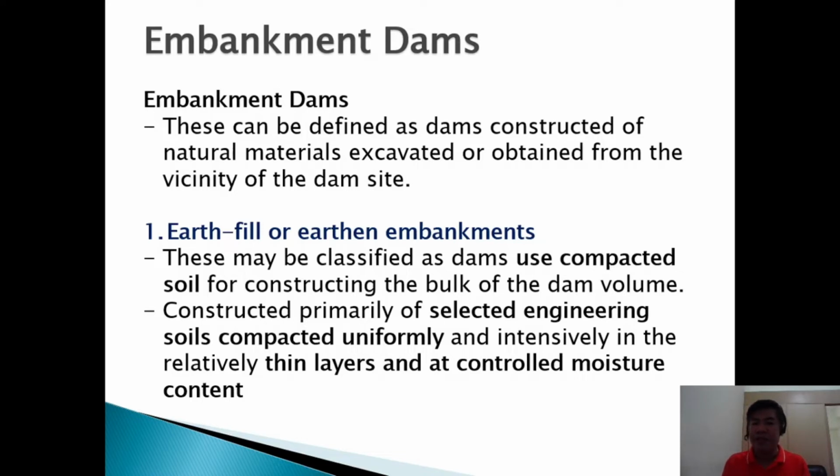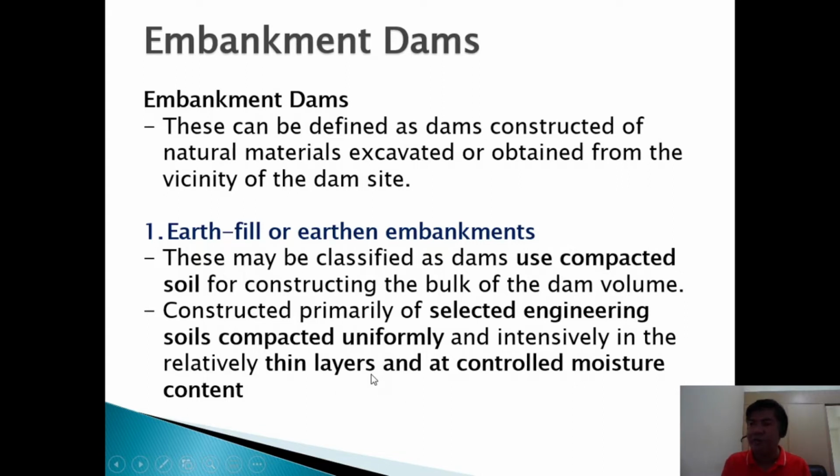So it is constructed primarily of selected engineering soils. Of course, in the design of the dam in terms of soil stability, the main parameters using the Mohr-Coulomb analysis are the unit weight, cohesion, and angle of internal friction. That's why you are going to select the best engineering soil that will fit the requirement in terms of factor of safety. And of course, in the construction, it should be compacted uniformly and intensively in relatively thin layers.